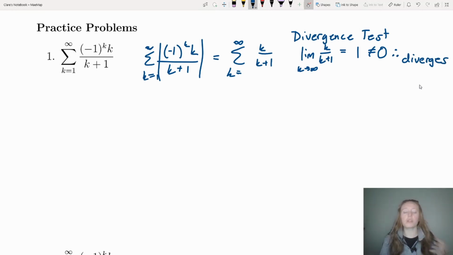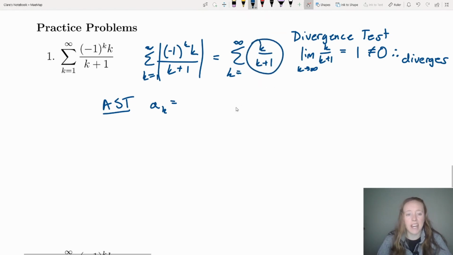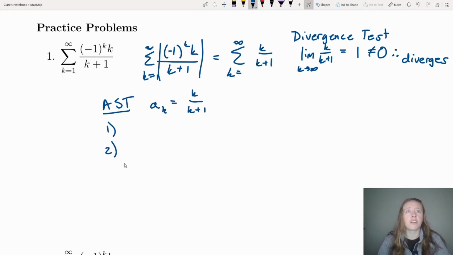All right, so we showed that the absolute value of the series diverges, which means now we're either going to diverge overall or we're going to converge conditionally. We've eliminated absolute convergence. So let's go ahead and do the AST now. The AST, our a sub k term for the AST, we already got when we took the absolute value of our series, which was k over k plus 1. So a sub k is going to be k over k plus 1. Now remember, for alternating series, we need to show that it's non-increasing and that the limit equals 0.